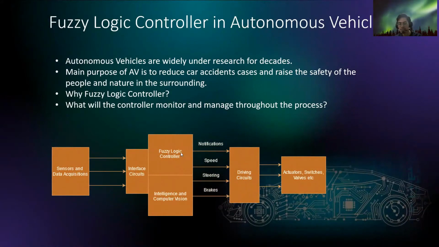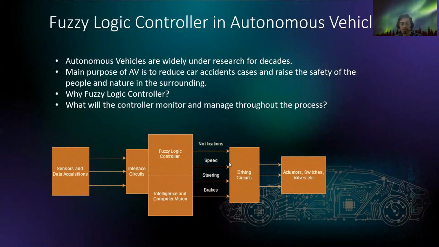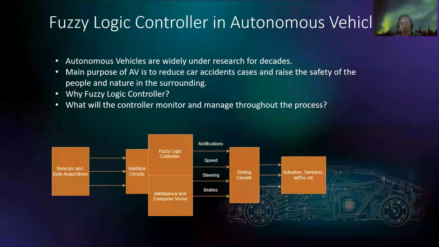So the driving circuit is the output. So notification might be in fuel, in the tire pressure, brace for impact maybe, and then the speed, which is mainly focusing on whether the surrounding is safe for the car to raise up the speed. The steering, if the location needed to go to the right, the steering will turn to the right, and then the brakes for any object in front, they need to brake. And then from the driving circuit, they will pass to the actuator, switches, and bar, and etc.